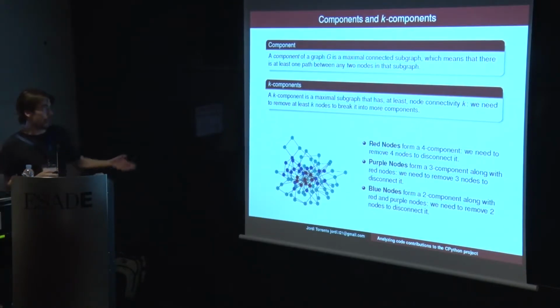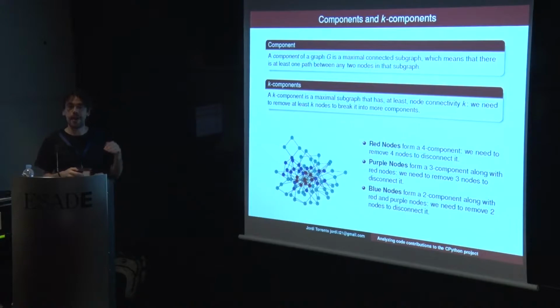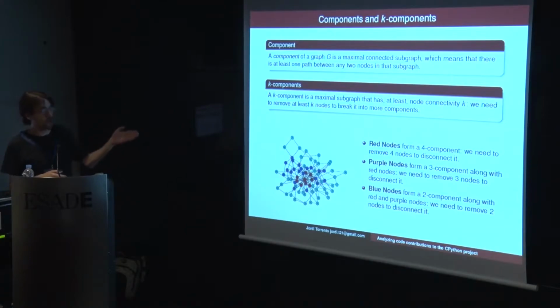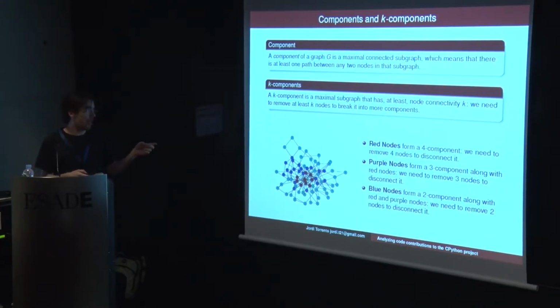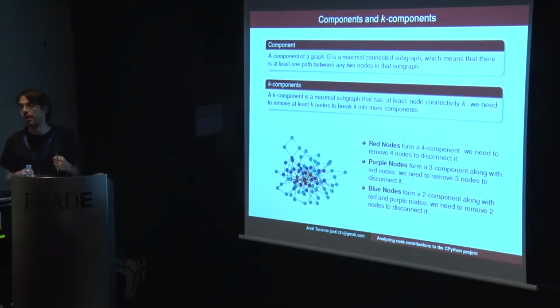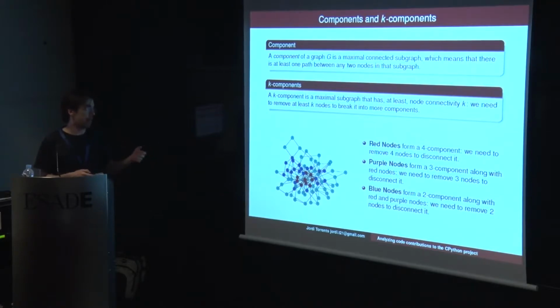into more components or more groups. And if you look at an example here of the hierarchical structure of these k-components, you can see the red nodes form a 4-component, which means that they are a group where you need to remove 4 actors to disconnect them. And this group is embedded in this group of purple nodes, where you have to remove 3 of these actors to break the group, and which is embedded in the blue nodes that form a 2-component. So you see this hierarchy of groups and this nestedness that captures the sociological concept of cohesion.